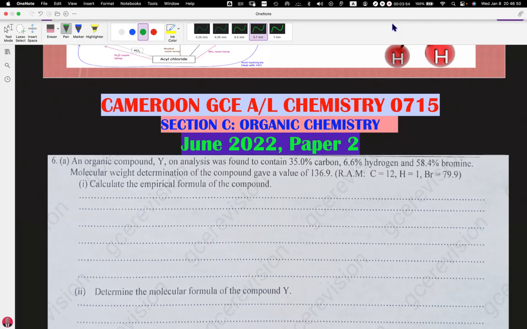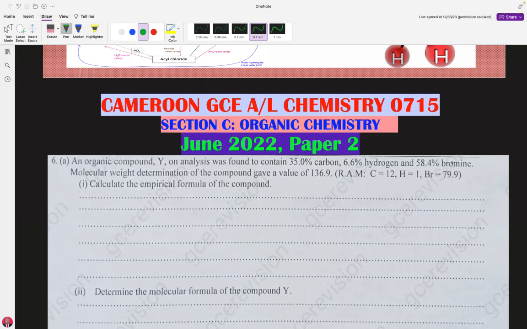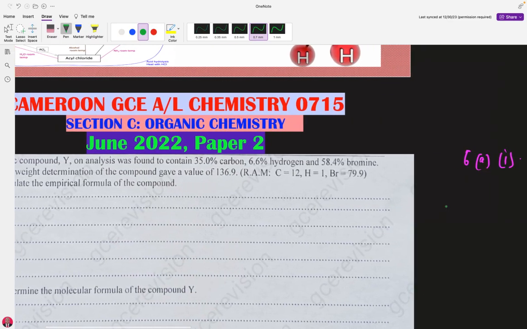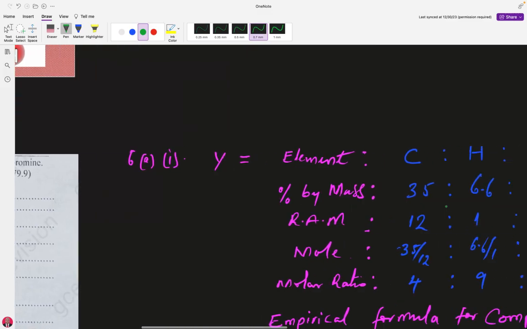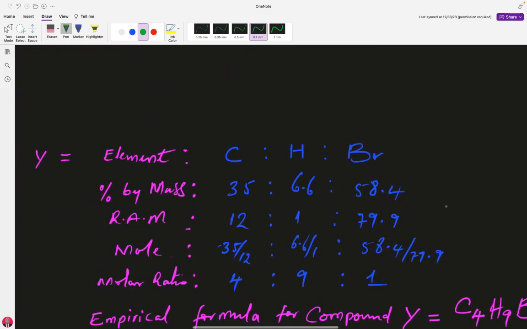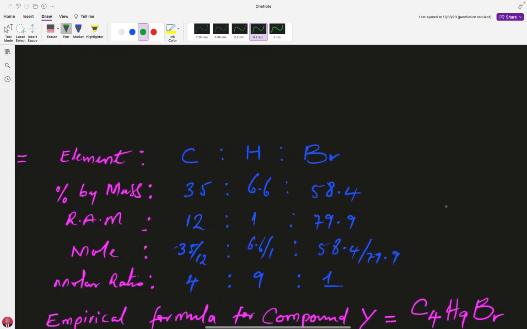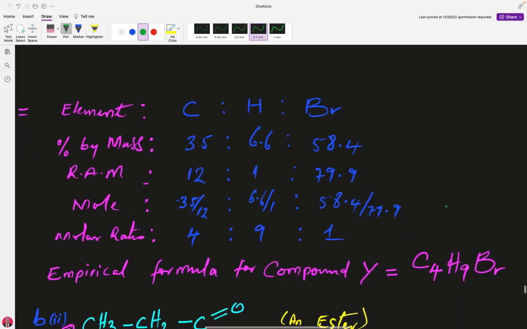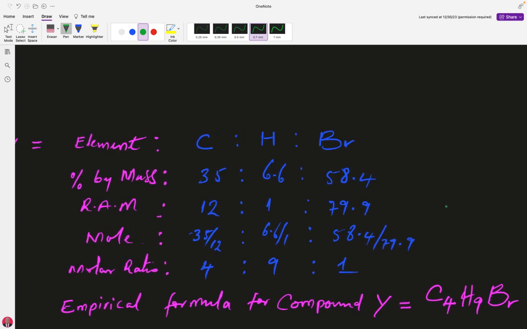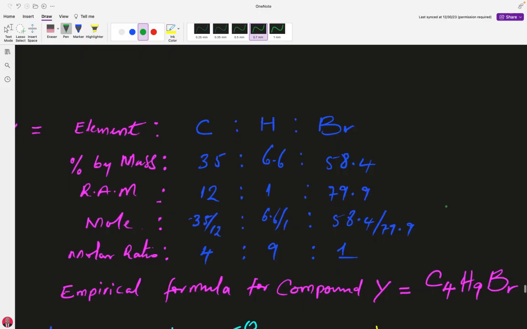So now let's move on. I did some calculation here for you. I want you to just have a look at it. The compound Y contains carbon, hydrogen, and bromine. That is compound Y. So compound Y has this percentage by mass: 35, 6.6, and 58. Relative atomic masses are 12, 1, and 79.9.